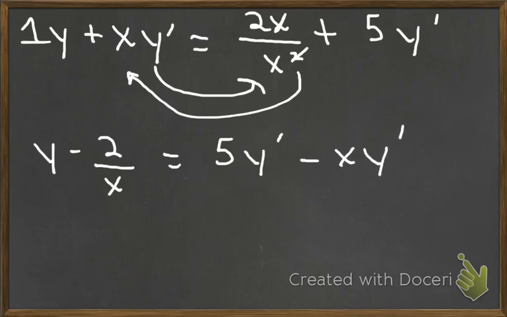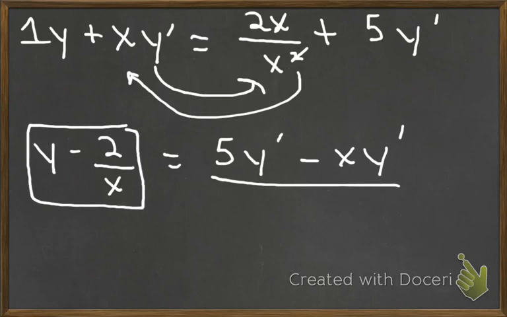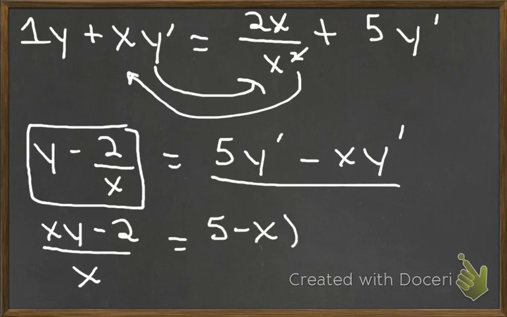There are a couple of things that are left that I have to do. I'm going to have to factor out the y primes on the right-hand side, and then I'm going to need a common denominator over here so I can clean this up. So why don't I start with the common denominator piece first. So over here I've got a common denominator of x, multiply the y times the x so I get xy, minus the 2 was already over x, is equal to, and then here I get 5 minus x, and then factor the y prime out.